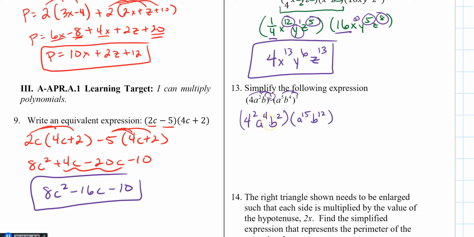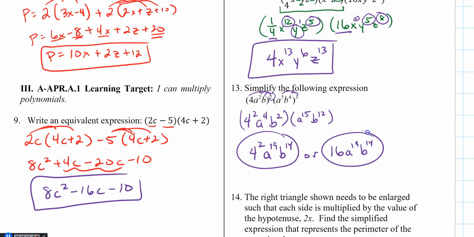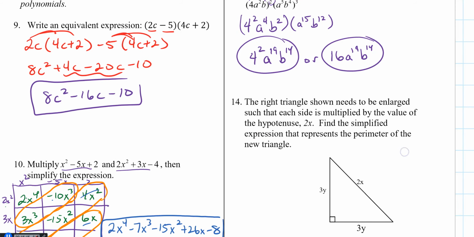And then we're going to use the same rule from before. So I have 4 squared a to the 19th, b to the 14th. You can leave it like that, or we can go ahead and figure out that 4 squared is 16 a to the 19th, b to the 14th. Either one of those would be correct.